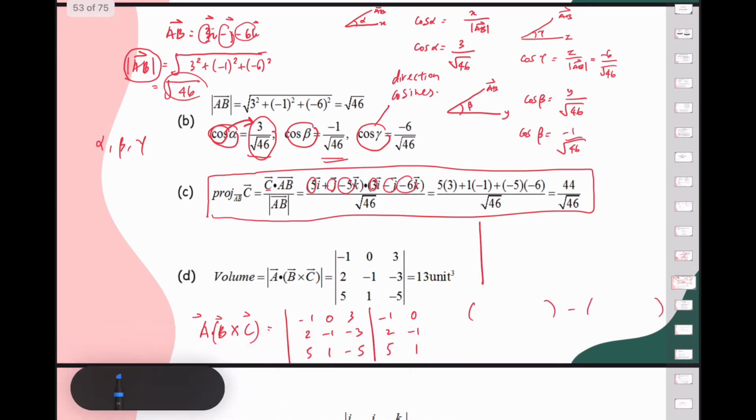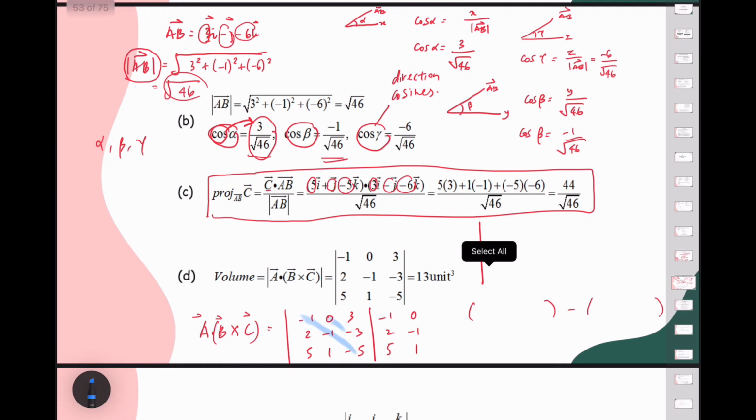Then we will start with the one here, multiply. So you will have -1 multiplied with -1 is 1, multiplied with -5 is -5, plus 0 multiplied by -3 is 0, multiplied with 5 is 0, plus 3 multiplied with 2 is 6, multiplied with 1 is 6.